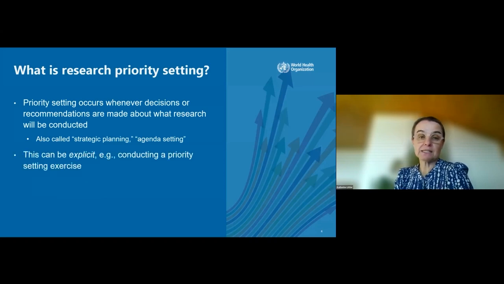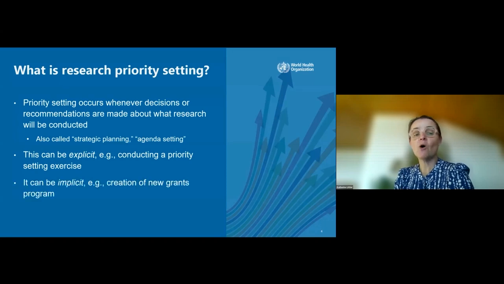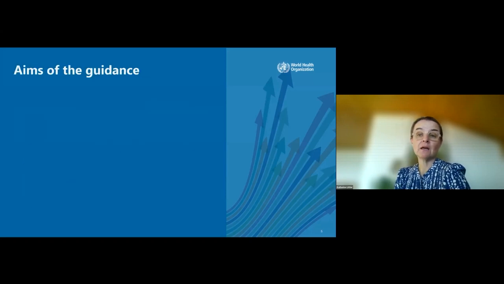It can be explicit, obviously, with anyone saying they're conducting a priority setting exercise, or conducting an agenda setting exercise, or it can be implicit. So clearly the creation of new grants programs, how you get to that decision to make a new grant program, actually entails a priority setting exercise that we want to capture in this guidance.